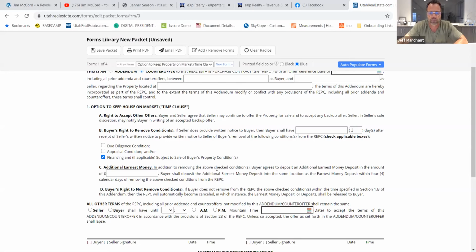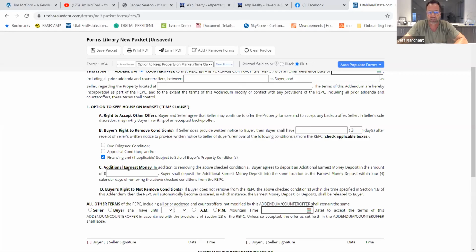In addition to removing the above check conditions, buyer agrees to deposit an additional earnest money deposit in the amount of X. Buyer shall deposit the additional earnest money deposit into the same location as the earnest money within 4 calendar days of removing the above check condition. So again, this is a counter offer. If you receive this, DL, for your buyer and you can remove this condition because your lender says, hey, the appraisal's done, financing's done, we're in underwriting, you can actually remove the condition that you have to sell the property because your conditions have been met. Maybe you're going to close in 2 days, right?